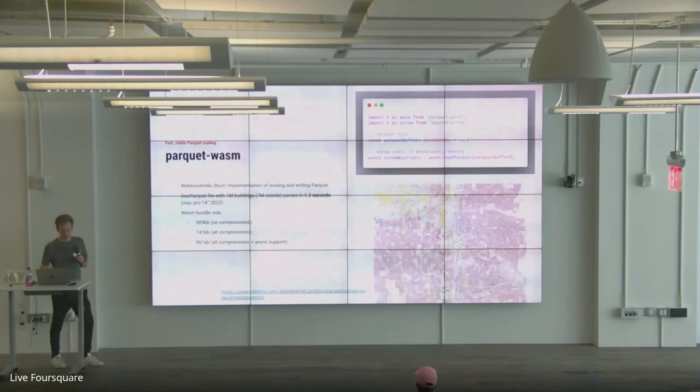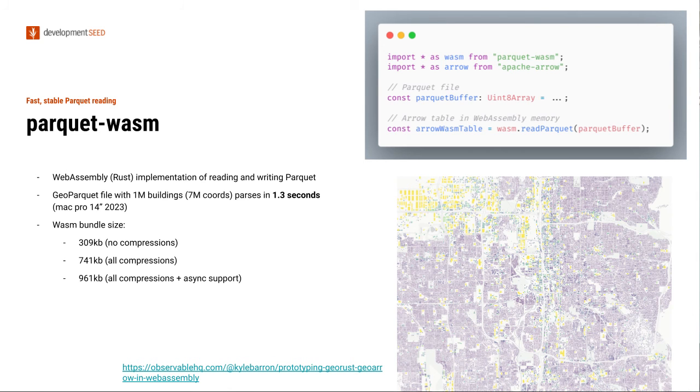Talking a bit about implementation status, I have a Parquet library called Parquet Wasm that uses the Rust implementation of Parquet. Here, I tested with a Geoparquet file with 7 million coordinates, and on my machine, it parsed in 1.3 seconds.